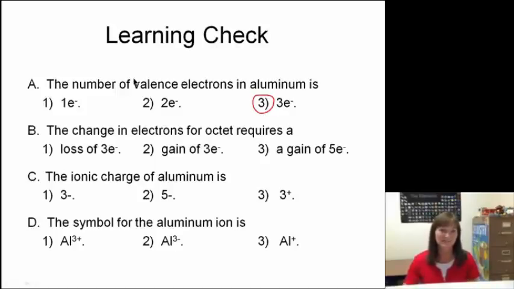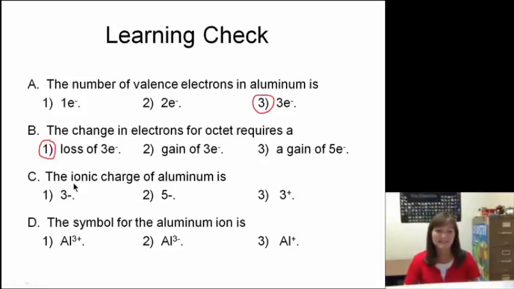B says, what is the change in electrons for an octet? So remember, your metals are going to lose their valence electrons. Okay? So since aluminum has 3 valence electrons, it is going to lose those 3 electrons. So we're going to circle number 1. It's going to lose those 3 valence electrons, and then it'll have an octet because there will be 8 electrons in the lower energy level.